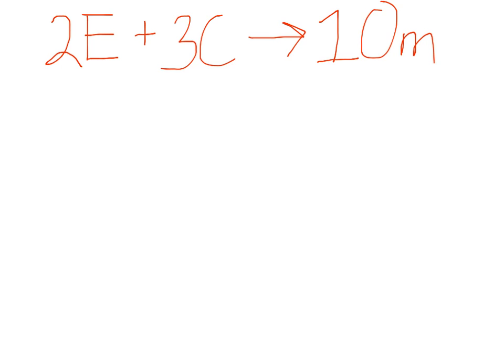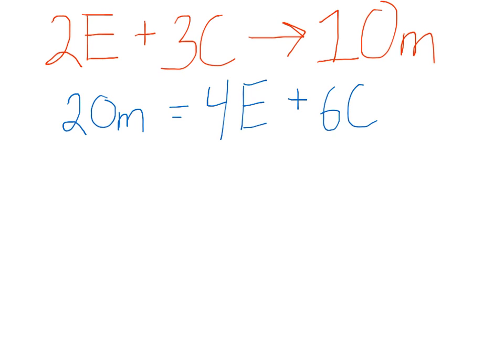So what does this mean? 2 eggs plus 3 cheese gives us 1 omelet. Let's say you wanted to make 2 omelets. The question is, how many eggs do you have to use? You could just look at it and say, we know to make 1 omelet you need to use 2 eggs. So if you wanted 2 omelets, you simply double it, and you're going to have to use 4 eggs. And then how many cheese? Plus 6 cheese. That's pretty simple.